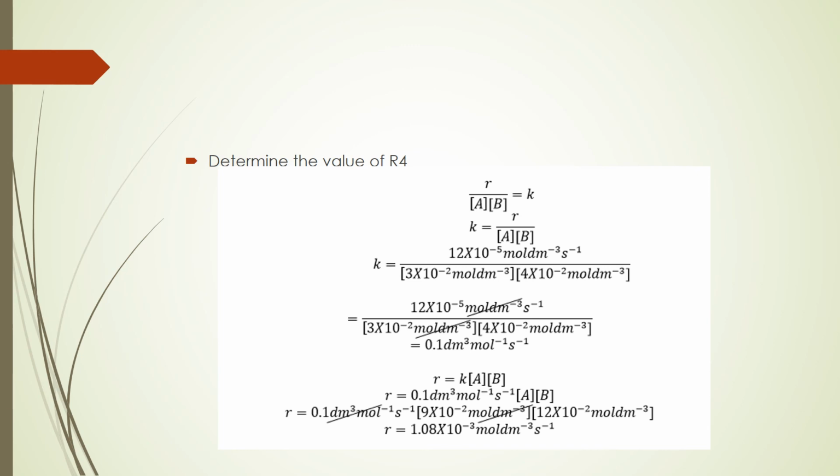We insert the value of K into the equation R equals K times concentration of A times concentration of B. So we have the value of R, which is 1.08 times 10 to the power of minus 3 mole per dm cube per second.